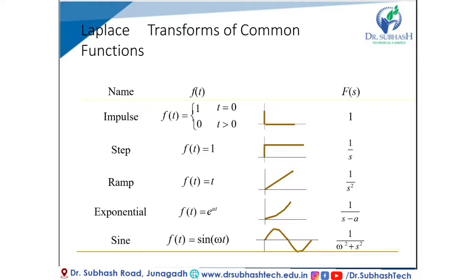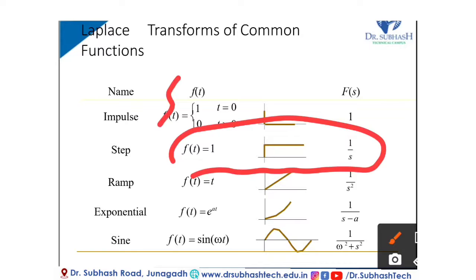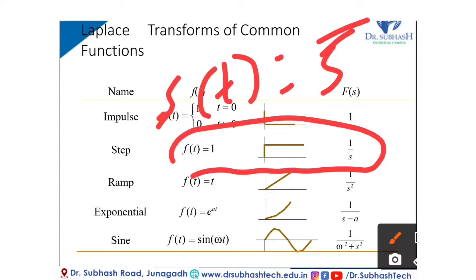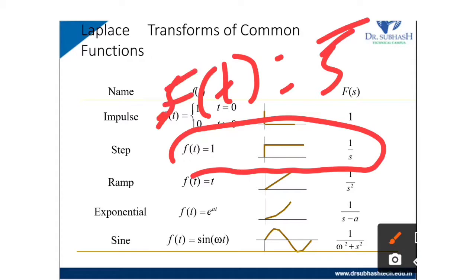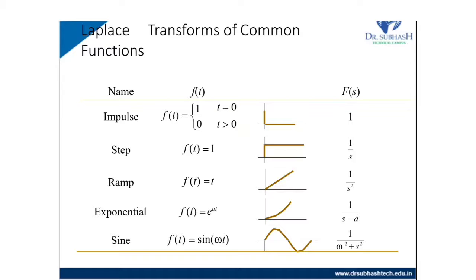Keep in mind the Laplace transform of common functions. For an impulse, the Laplace transform is 1. For a step, f of t equal to 1, it is 1 by s. If f of t equal to 5, then the Laplace transform is 5 by s, because 5 into the Laplace of 1, which is 1 upon s, gives 5 by s. If f of t equal to 2, then the Laplace transform is 2 by s.